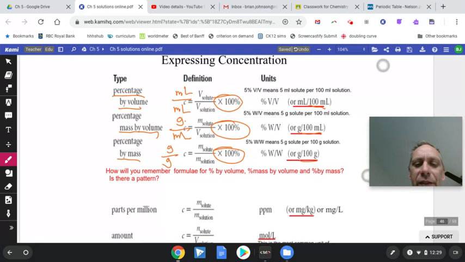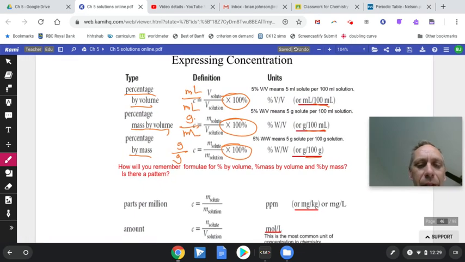The last two are parts per million. Sometimes you'll see it written as ppm. To calculate parts per million, the units are milligrams per kilogram if it's a solid, or milligrams per liter if it is a solution. So usually dissolved in water, but not always for the solution.